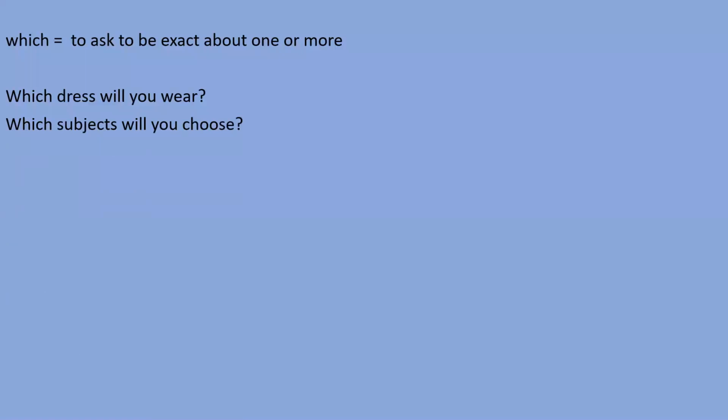Which subjects will you choose? I want to know about the subjects you will choose, so I want to be particular about your subjects. That's why I need to use which here to be exact. Which game do you like? I want to be exact about your game, so I need to use which there, right? So which we use to ask to be exact about one or more.